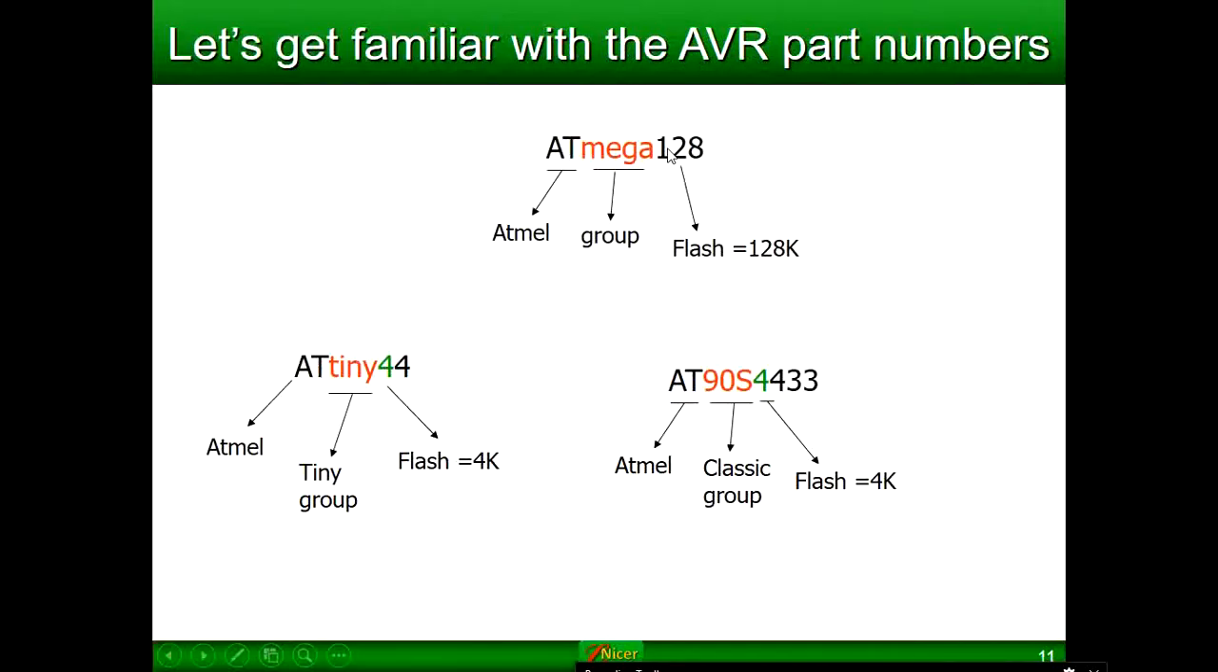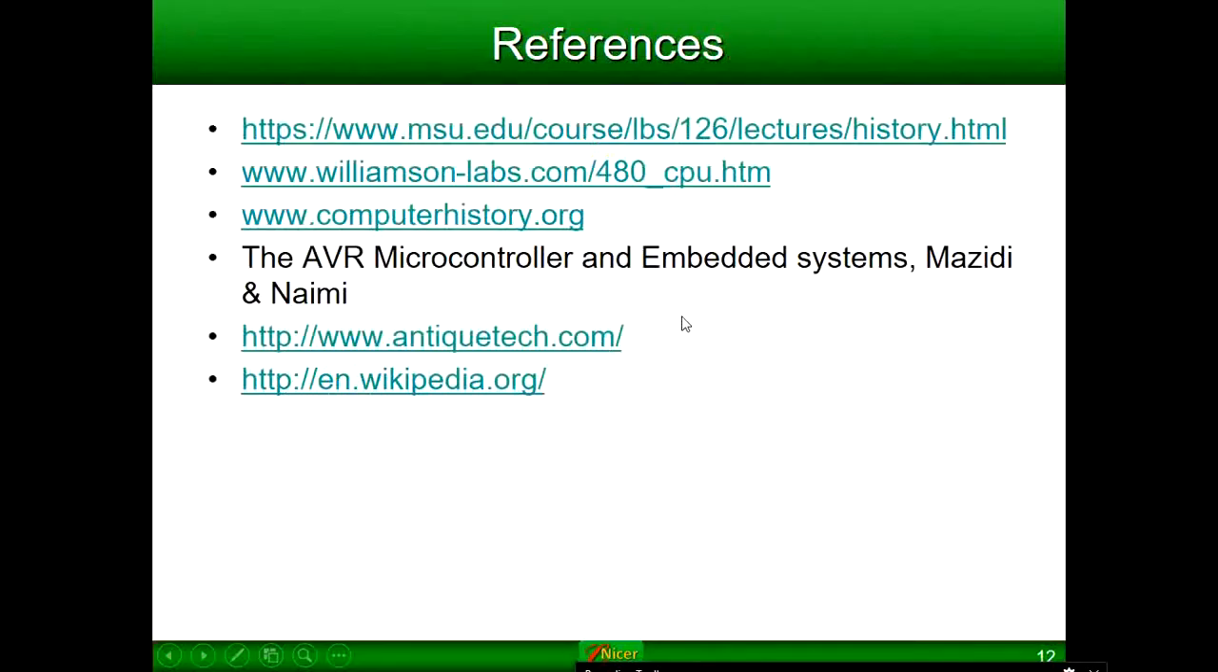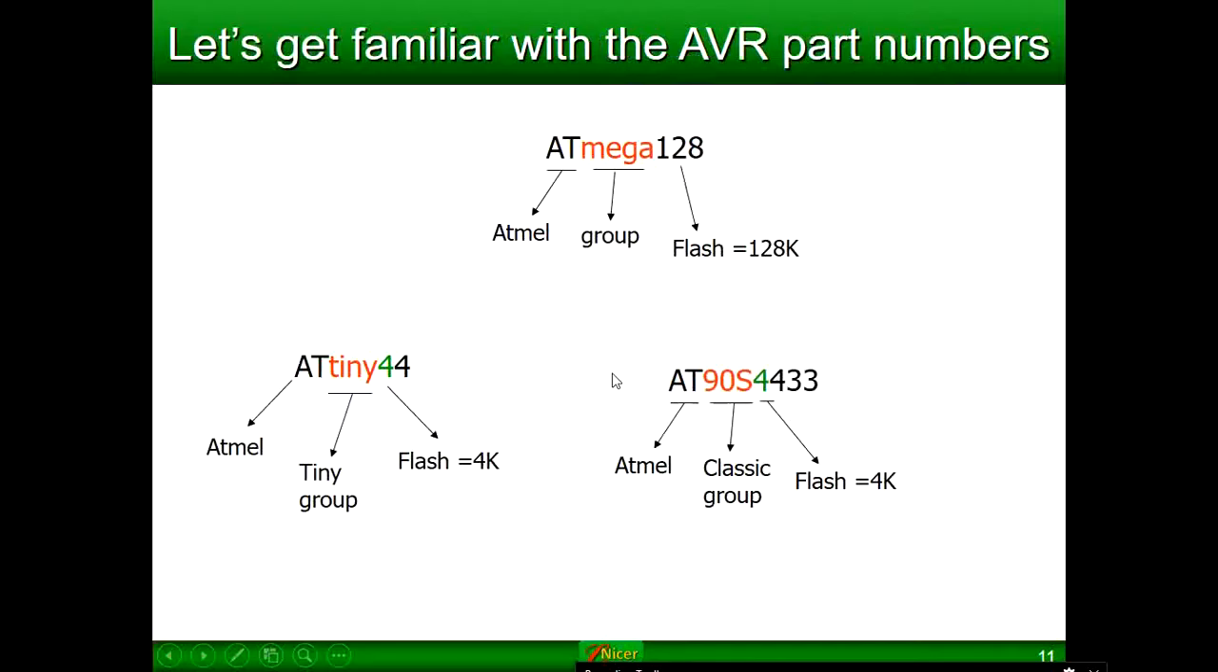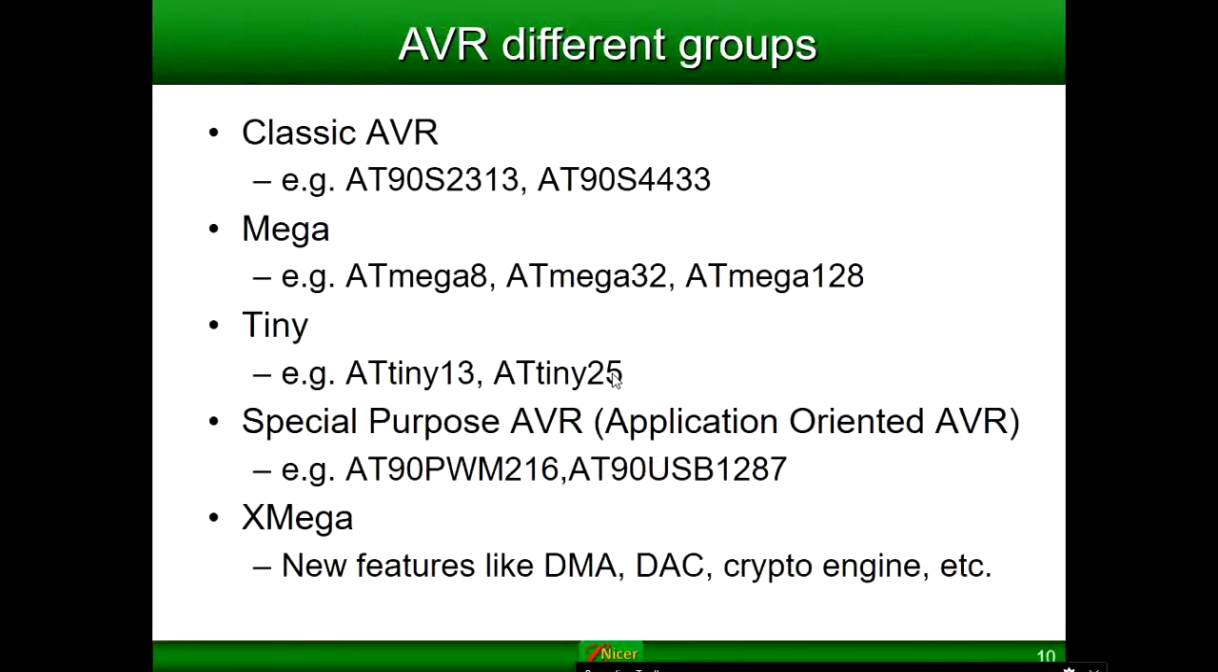Now you can see these are some names of AVR microcontrollers, such as AT mega 128. AT means Atmel, mega is the group, and 128 denotes flash. Tiny names a tiny group, 90S4 names a classic group, and AT stands for Atmel. So this is the basic introduction to our AVR microcontrollers and the internal architecture of our AVR microcontrollers.